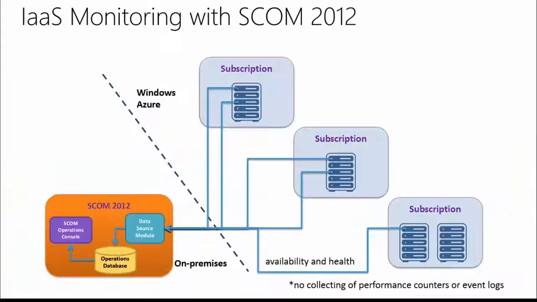Whereas with IaaS on the other side, it looks a lot more like monitoring with SCOM would look on site. So you've got all these subscriptions, and you're pulling information about the availability and the health of all these subscriptions, and you're pulling that straight into an instance of SCOM 2012. Now, what I do want to mention there is that with IaaS, with this use case, you've got no collection of performance counters or of event logs for bandwidth reasons.